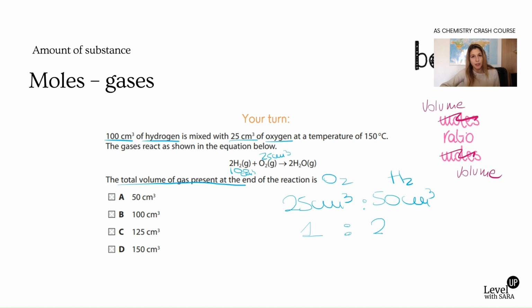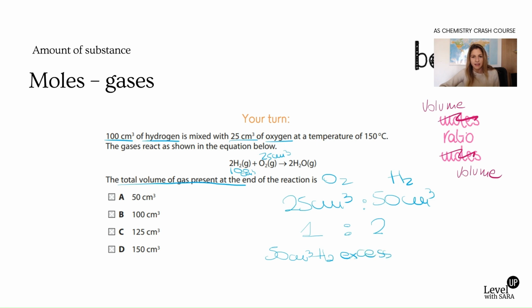And I've started from the smallest value, because that's the more likely one, even if there is a different ratio, to be the limiting one, so the one that runs out first. So like this, we know that this total amount of oxygen will react with just 50 cm³ of hydrogen, which means that there is going to be 50 cm³ of hydrogen in excess.